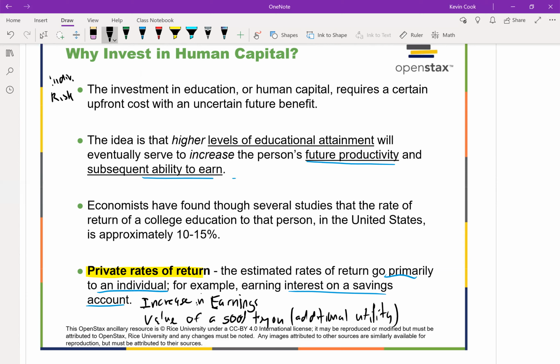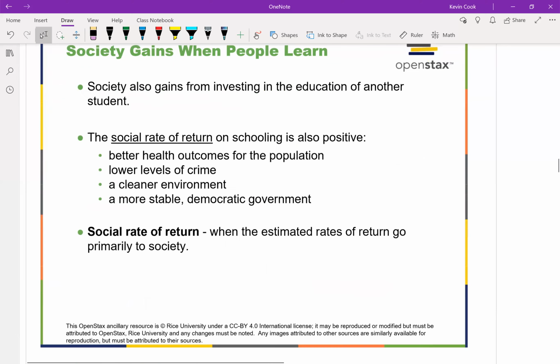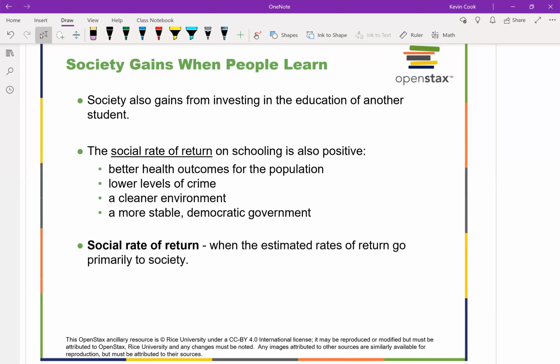So we see our private rates of return. In education, it's I'm going to have more money, and I'm going to have a job I like more. So between those two, I may choose to invest in my own personal education. But on the other side, we're going to see some gains to society. I'll introduce this, then we'll take a little bit of a curveball look at it and see where maybe the idea isn't 100% spot on.